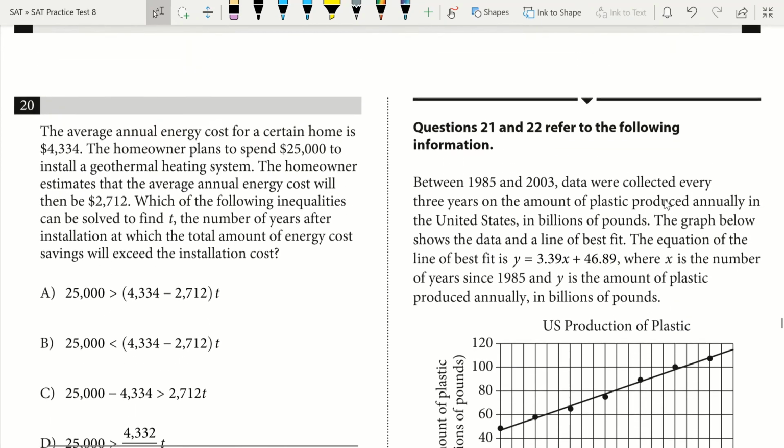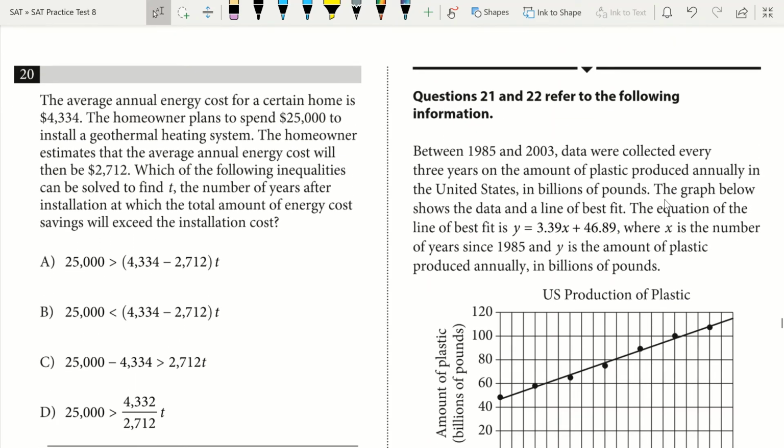Question 20. The average annual energy cost for a certain home is $4,334. The homeowner plans to spend $25,000 to install a geothermal heating system. The homeowner estimates the average annual energy cost will now be $2,712. Which of the following inequalities can be solved to find t, the number of years after installation at which the total amount of energy cost savings exceeds the installation cost?